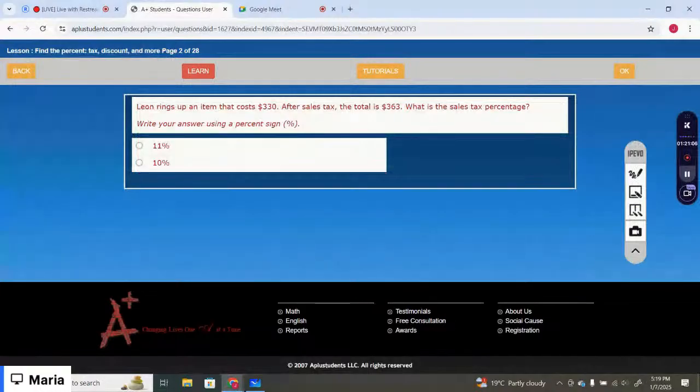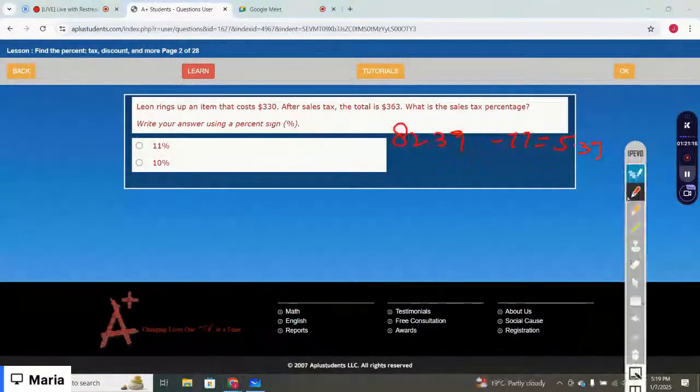Leon rings up an item that costs $330. After the sales tax, that is total 363. What is the sales tax percentage? So use the formula we just learned, that is 363 minus 330 out of the one that is before tax. So that is 33 over 330. That is 10%. The correct option is.